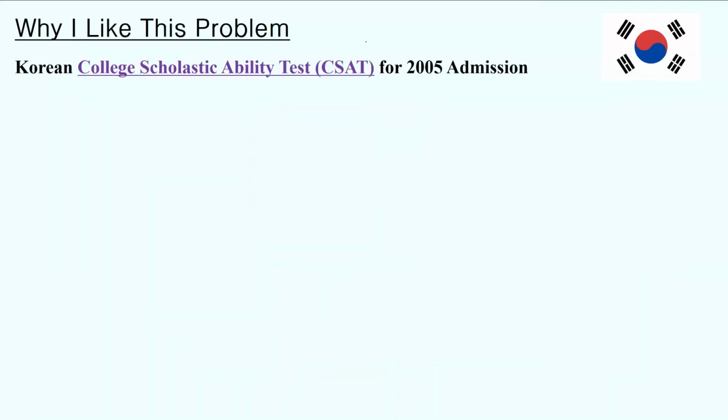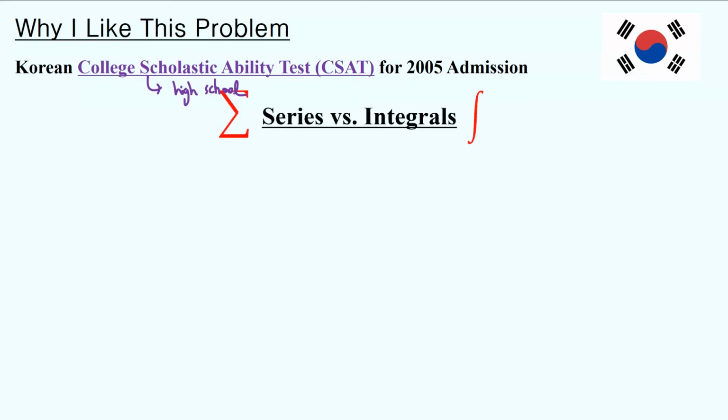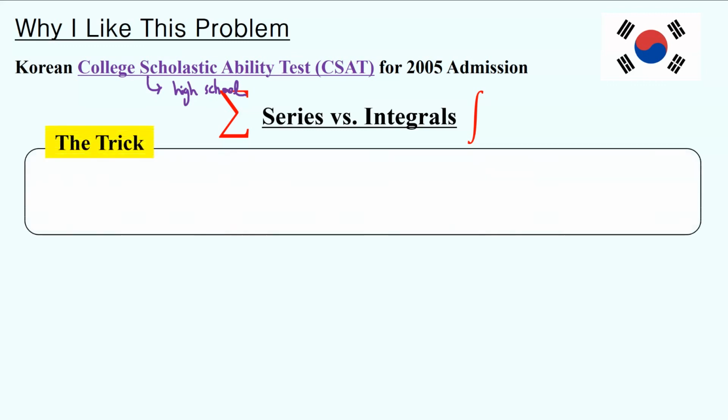So we have found the answer, but here I want to spend a little more time and talk about why I like this problem and selected this particular problem among vast problems of the Korean College Scholastic Ability Test. I said that this is the test for high school students. High school seniors who take this test must have practiced many problems on calculating the sum of the series using integrals. And perhaps the most famous trick is this.